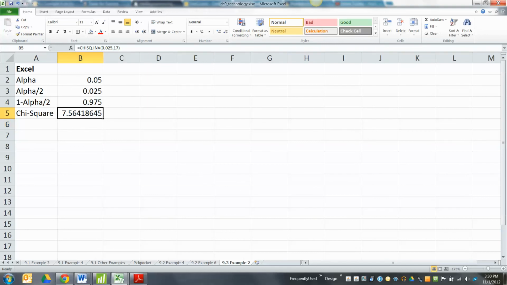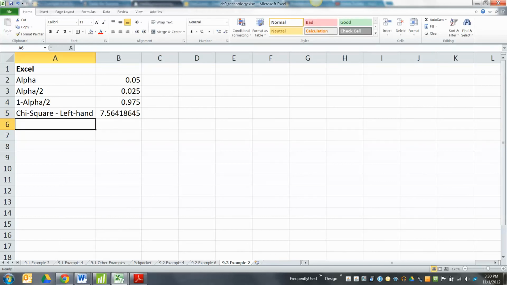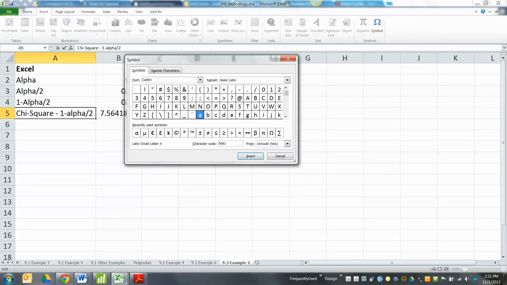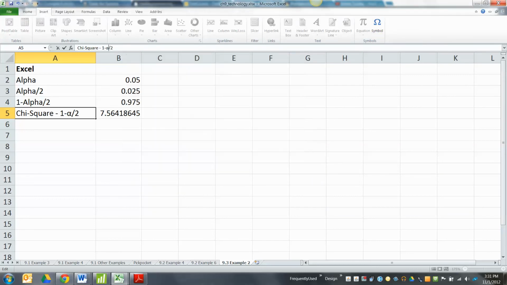7.564, just like the table did. Okay, so this was the left-hand one. I better make a note: left hand. Or if you like, you can say this was the chi-square. The left-hand one is the one that's 1 minus alpha over 2. And yes, you could use the insert symbol if you want to be crafty. Instead of typing alpha, you can do insert symbol alpha. Aren't I tricky?